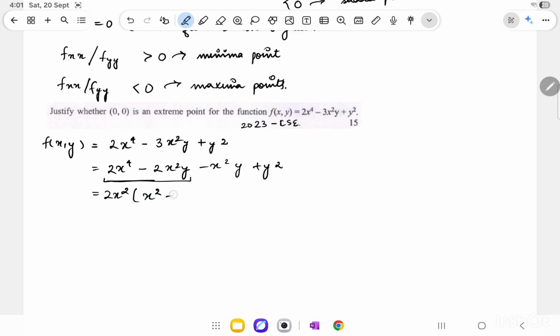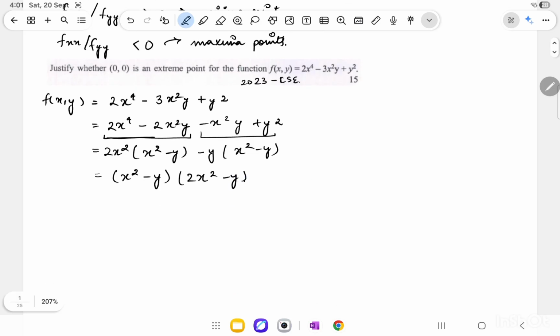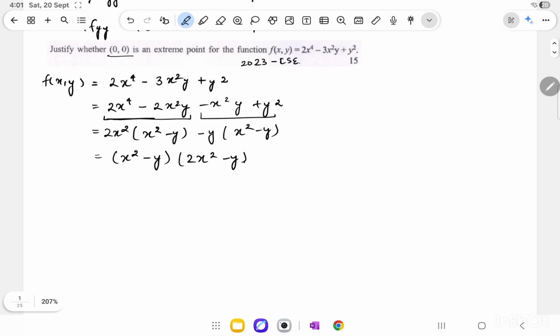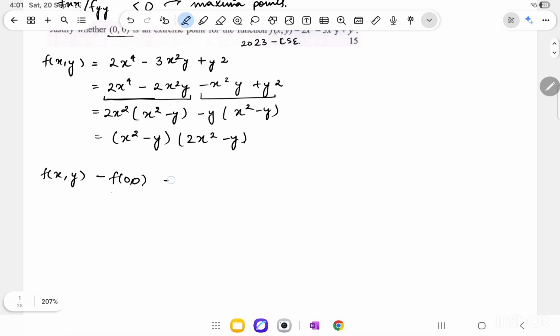From these two terms I can pull out 2x^2, so I'll be left with x^2 minus y. Likewise, from the remaining two terms, I can pull out a negative y, so I'll be left with x^2 minus y. So my function f(x, y) reduces to (x^2 minus y) into (2x^2 minus y). Now we are supposed to check whether the function has an extrema point at (0, 0). For that we resort to calculating f(x, y) minus f(0, 0). If you calculate f(0, 0), that will be 0 only.